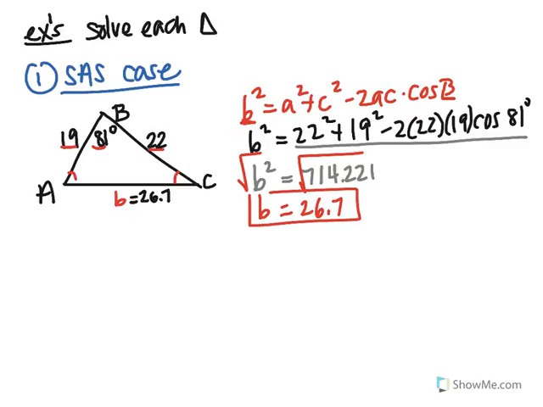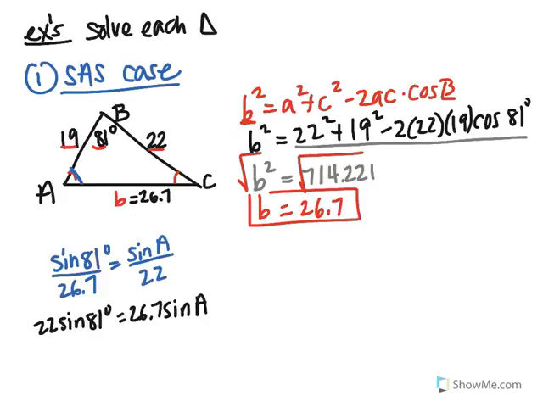Most people like this law of sines better, so let's go ahead and do that. We're going to set up sine of 81 degrees over what we just calculated, 26.7, is equal to, let's find angle A first, sine of angle A over side a, which we know is 22. So we're going to cross multiply.